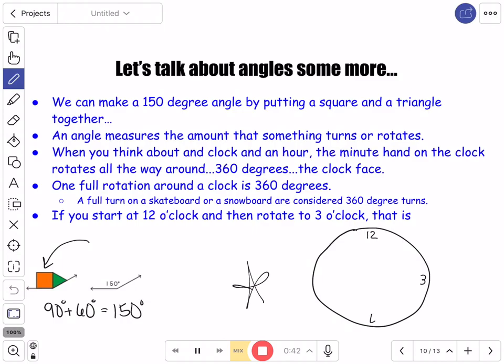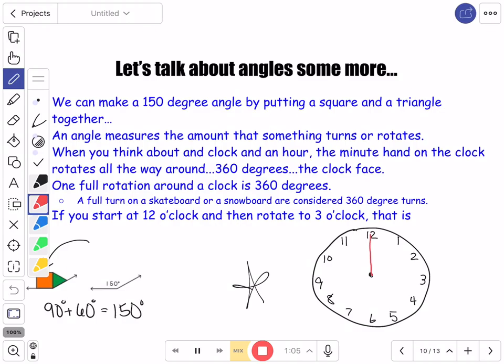So an angle measures the amount that something turns or rotates. So when you think about a clock, for example, so if I were to draw a clock here, and if you think about a clock, I always like to start with 12, 3, 6, and 9, and then I go in and I fill in my other numbers because it just makes it easier to kind of see the clock that you're working with a little better. Okay, and here's like the center of the clock.